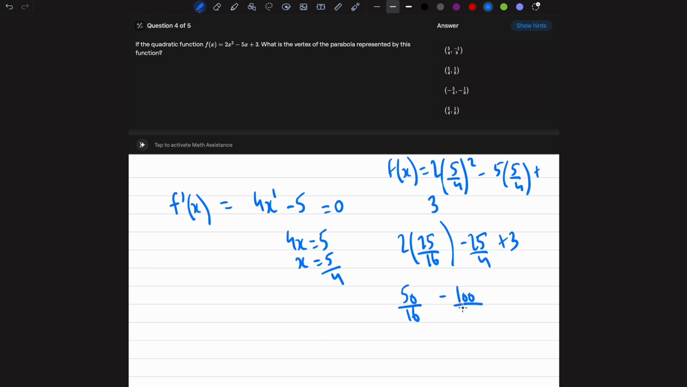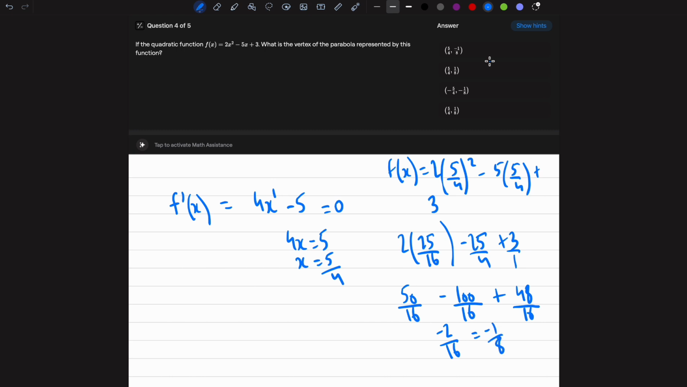If I multiply the numerator and denominator by 4, I would get 25 times 4 over 4 times 4. So I have 50 over 16 minus 100 over 16 plus, well, the 3 is the same as 48 over 16. If I multiply the numerator and denominator by 16, I have 3 over 1 times 16 over 16. So I have 48 over 16. Well, the reason I did that is now we have the same denominator. So we can just do 50 plus 48 minus 100. So we end up getting negative 2 over 16, which is equal to negative 1 over 8.